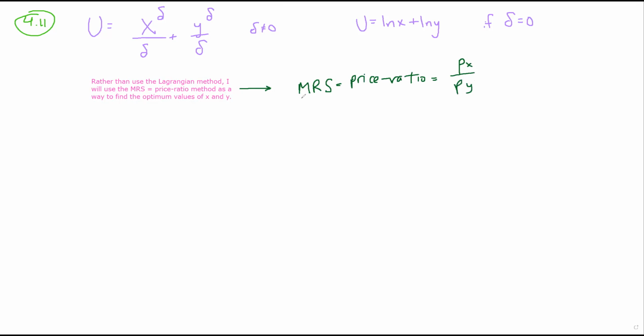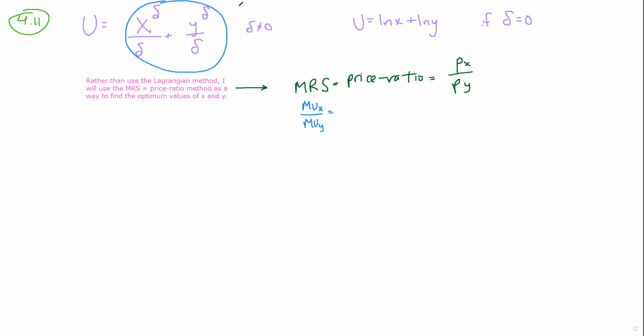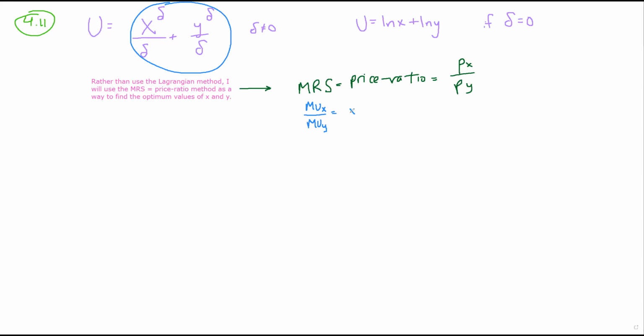MRS is something you computed a few weeks ago now. It is the marginal utility of the good X divided by the marginal utility of the good Y. Remember, the word marginal usually means to take a derivative. Marginal utilities are the derivative of the utility function with respect to the variable you're asked to find the marginal utility for. So in our case, the MRS is the partial derivative of this guy with respect to X. That would be X to the delta minus 1. And this term would go away because its derivative is being taken with respect to X, and so it's treated as a constant.